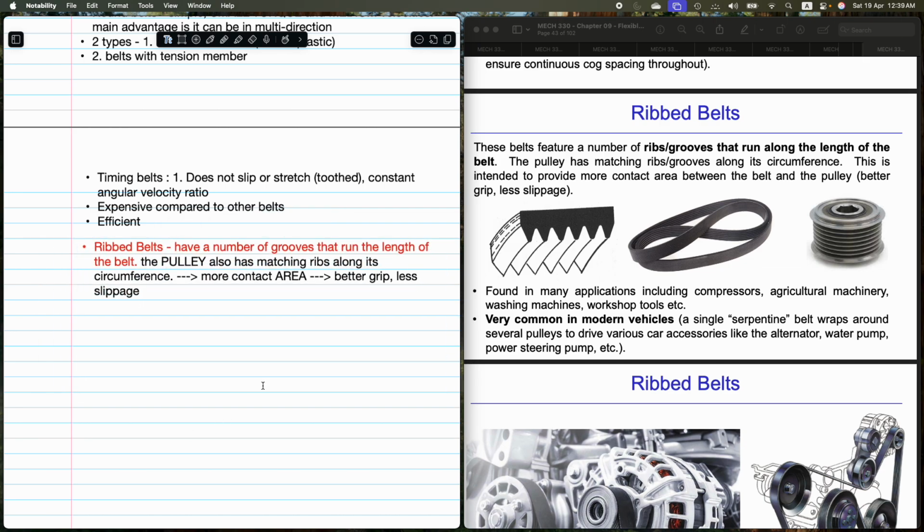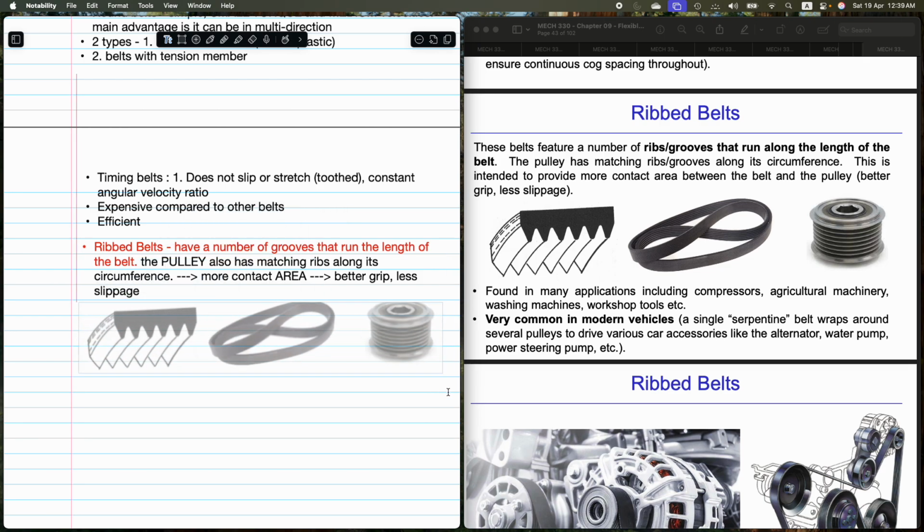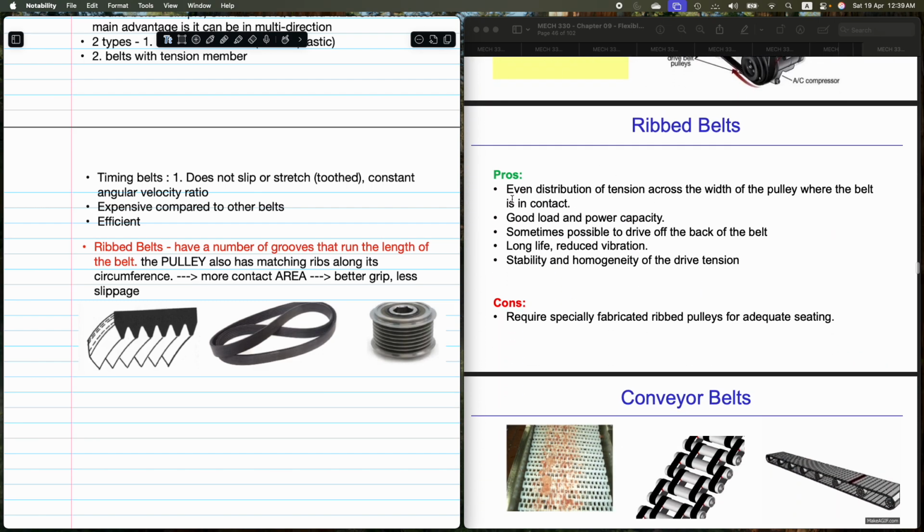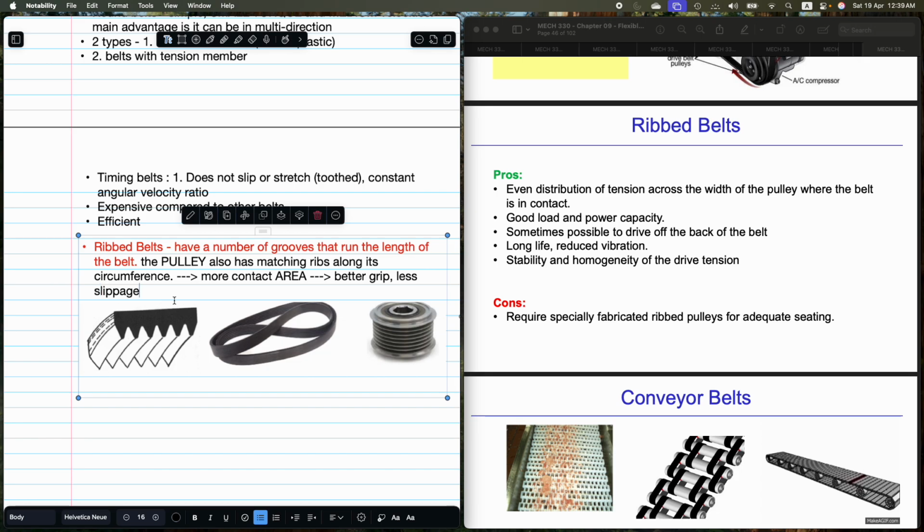Let's put a picture of this. So you have your matching things here. Let's bring this here. Let's look at pros and cons. Let's put the pros here. What are the pros?